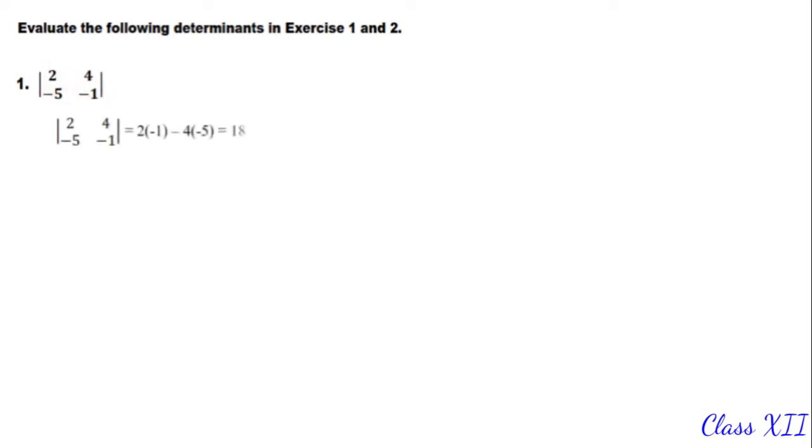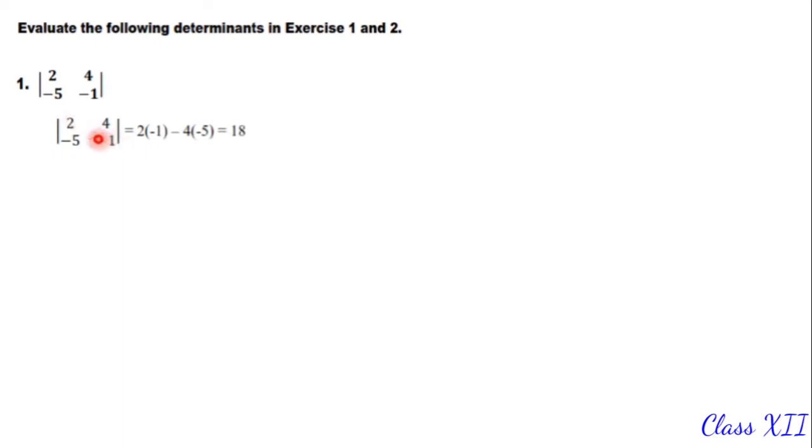Next, we have to solve some questions from the exercise. Evaluate the following determinants in exercises 1 and 2. First question is the determinant 2, 4, minus 5, minus 1. It is a 2 by 2 determinant. We have to calculate the value.